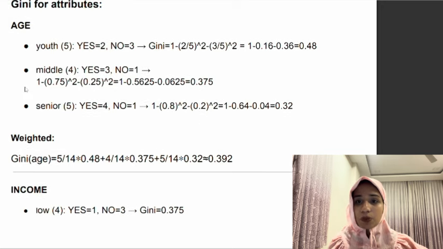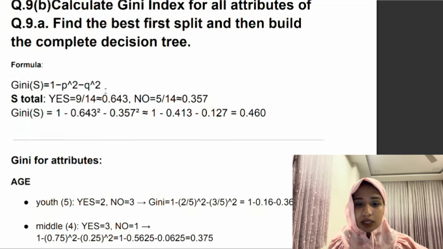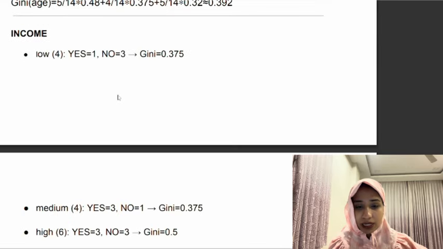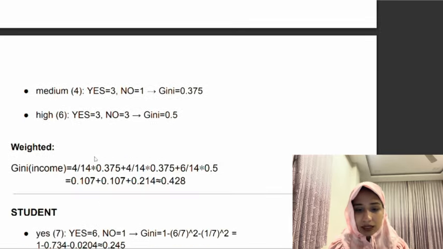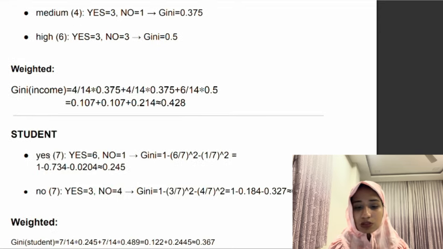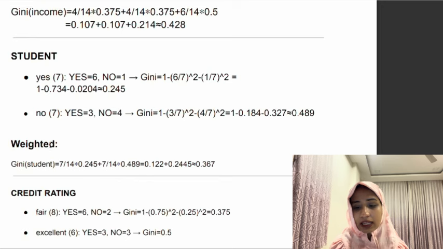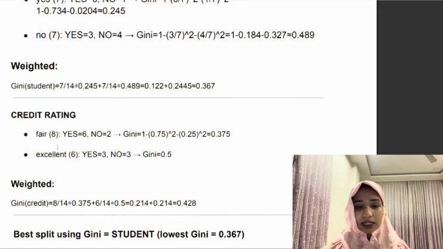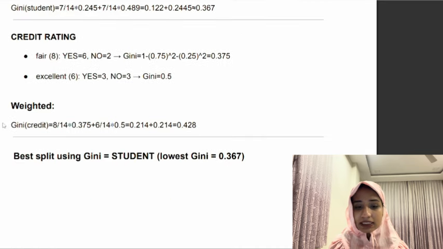Thus the formula is 1 minus P square minus Q square. Similarly for income, low, medium and high, and then the weighted Gini is 0.428. And for student, yes and no, and then the weighted Gini is calculated. Similarly, for credit ratings, we have calculated fair and excellent, and then their weighted Gini for credit rating is 8 by 14.